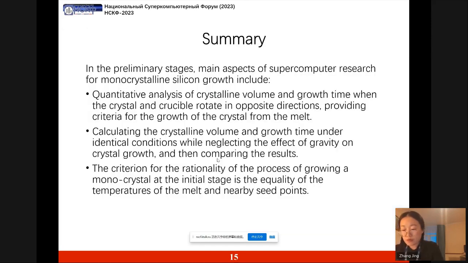In our research at the preliminary stage, supercomputer modeling can help us to observe the growth behavior of the crystal, such as the solidification phenomenon beneath the seed. It can assist engineers in making informed decisions, replacing reliance solely on experience and thereby improving production efficiency.